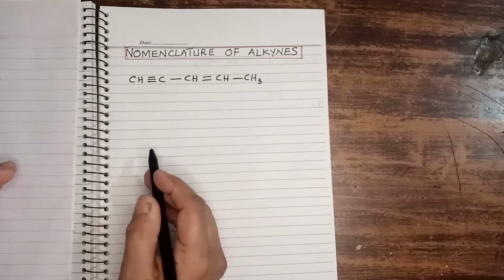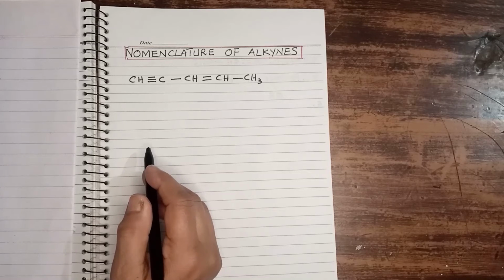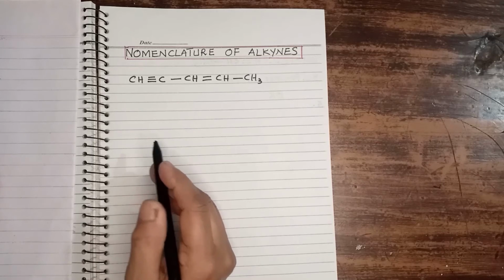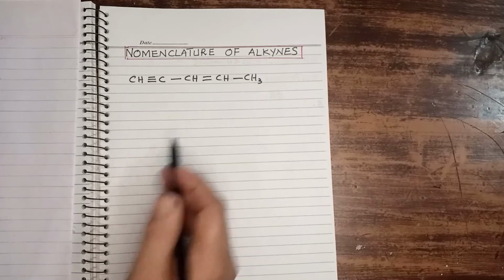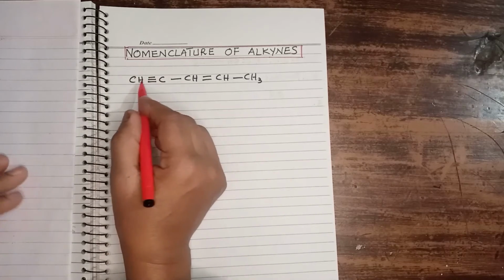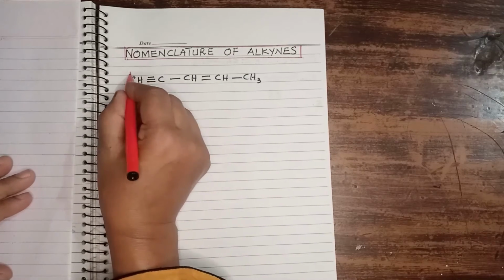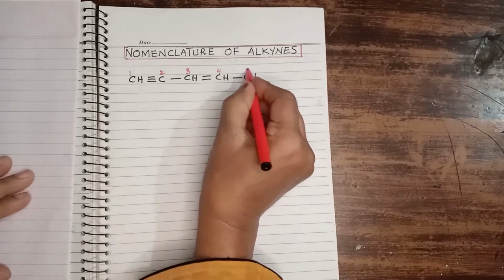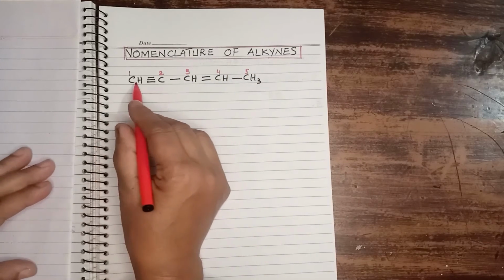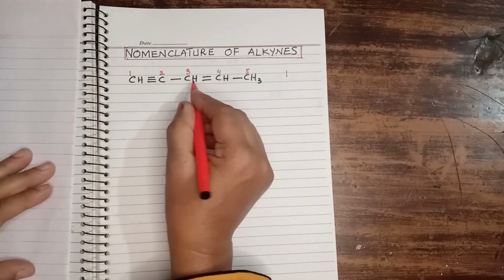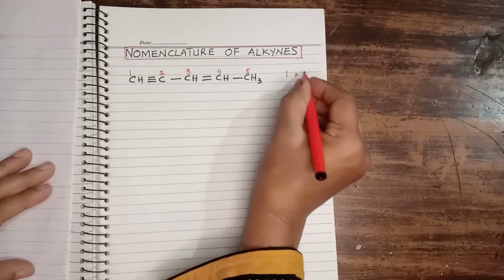Now, what is the rule? If the triple bond is close to the terminal carbon, then it must be preferred for numbering. Apply the rule to this molecule. Now, if we do the numbering from the left side, 1, 2, 3, 4, 5, carbon number 1 forms the triple bond, while carbon number 3 forms the double bond.